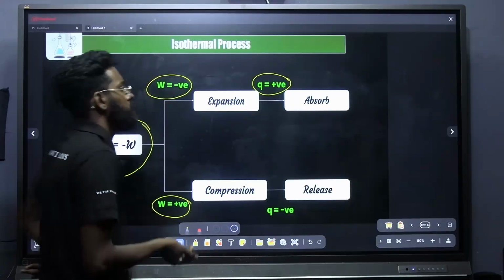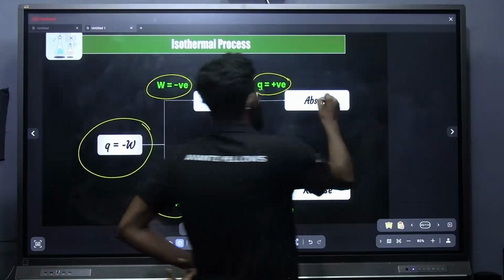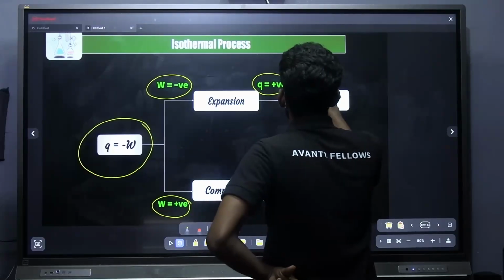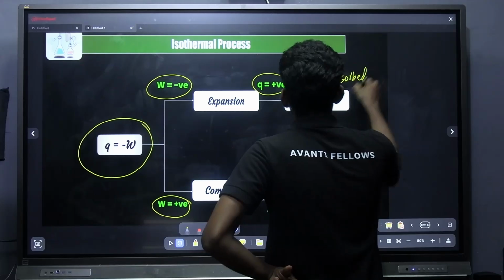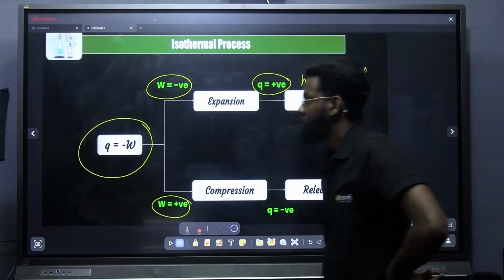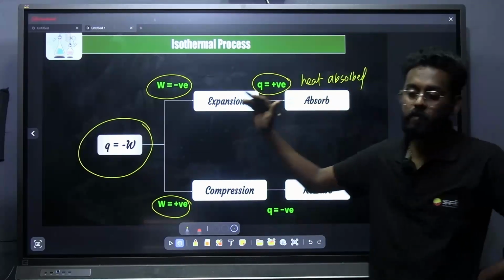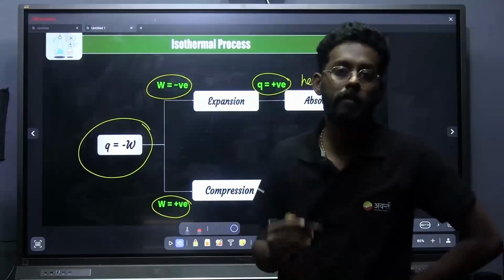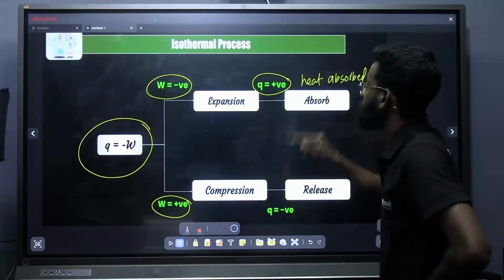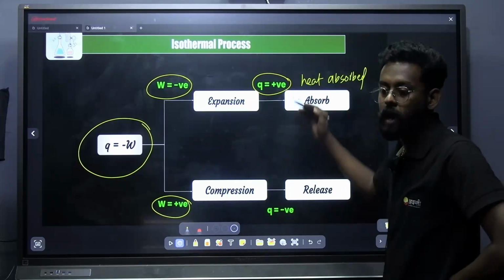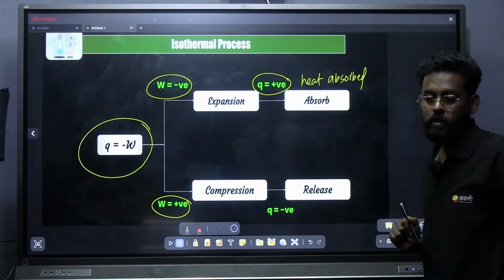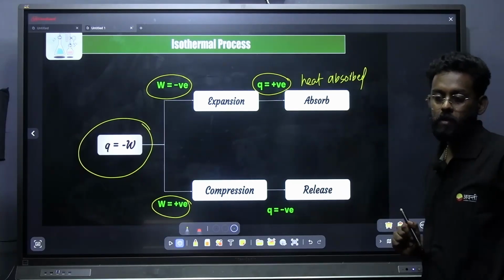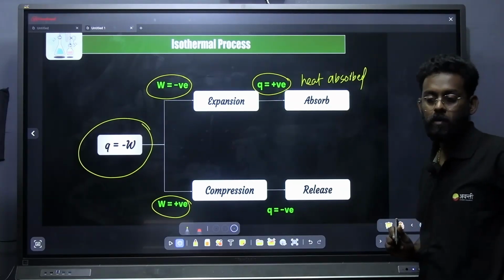What does it mean if Q is positive? If Q is positive, it means heat is absorbed by the system, which means for an isothermal expansion, heat will be absorbed by the system. Heat will be absorbed by the system for an isothermal process. Got it? Is it clear, everyone?